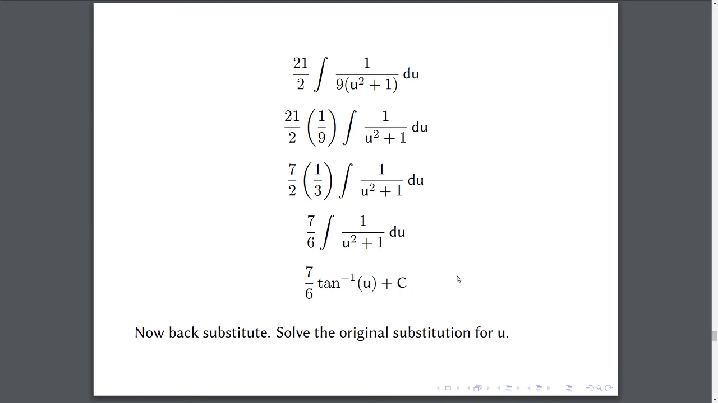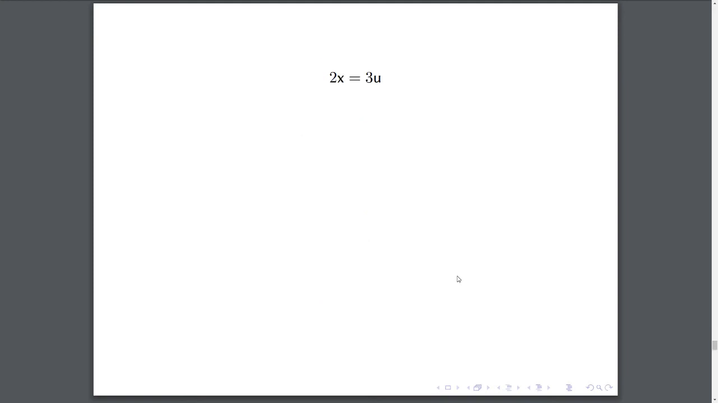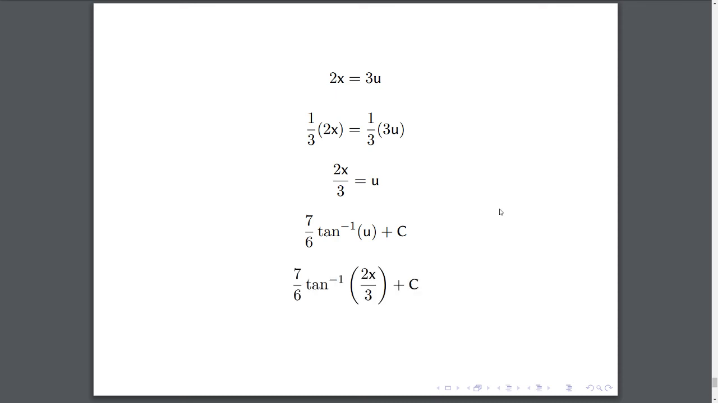And so to do that, what we would need to do is solve the original substitution for u. So our original substitution was 2x equals 3u. We want to solve for u. We can do that by multiplying both sides by 1/3, and that gives us u equals 2x over 3. Okay, and so that's going to make the substitution easier. All we need to do for the back substitution is go back and replace u by 2x over 3 everywhere it appears. There's only one spot, and so here we are with the final answer. We have 7/6 tan inverse of 2x divided by 3 plus some constant c.